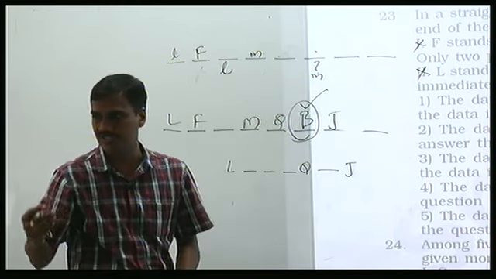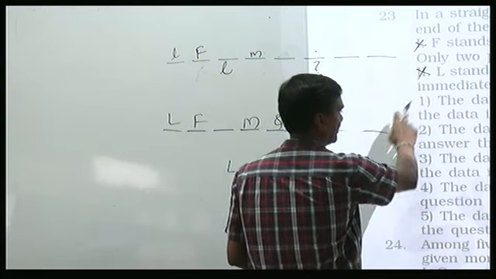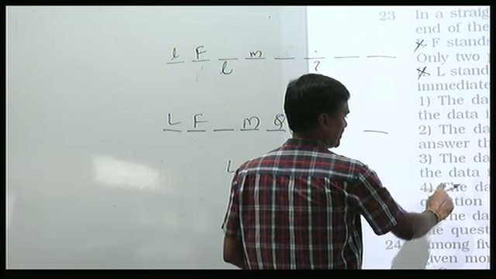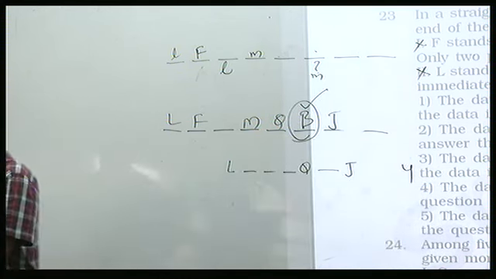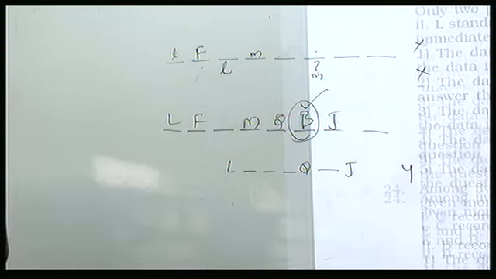Hence, how am I getting the answer? By combining both the statements only, I got the answer. Hence, the data in both the statements together are necessary. Choice 4. Question number 23, it is choice 4 is the answer. Clear now? Then coming to question number 24.